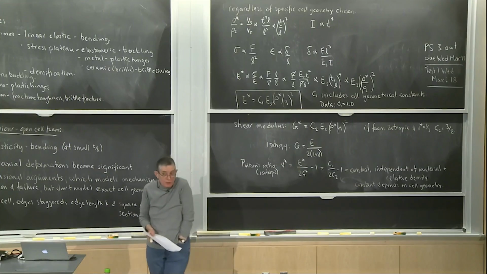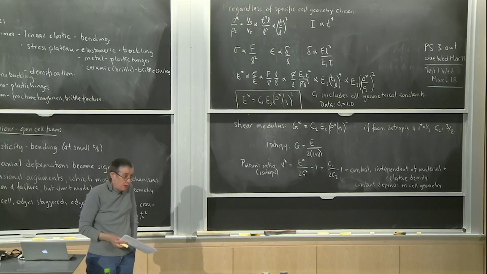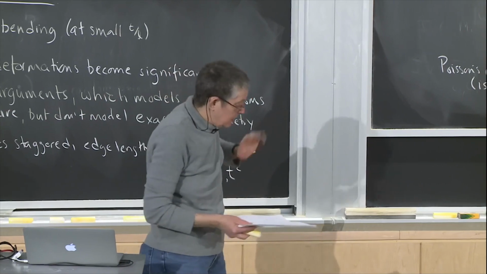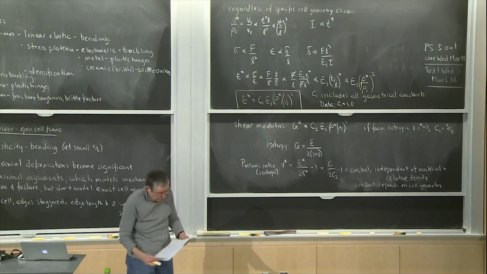So remember, in honeycombs, we found the same thing. The Poisson's ratio for the honeycombs only depended on the cell geometry. It didn't depend on the solid properties. It didn't depend on the relative density. So this is an exactly parallel thing here for the foams.